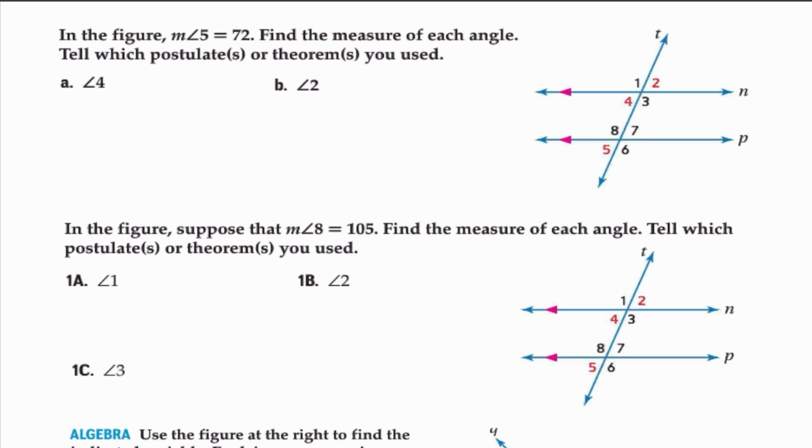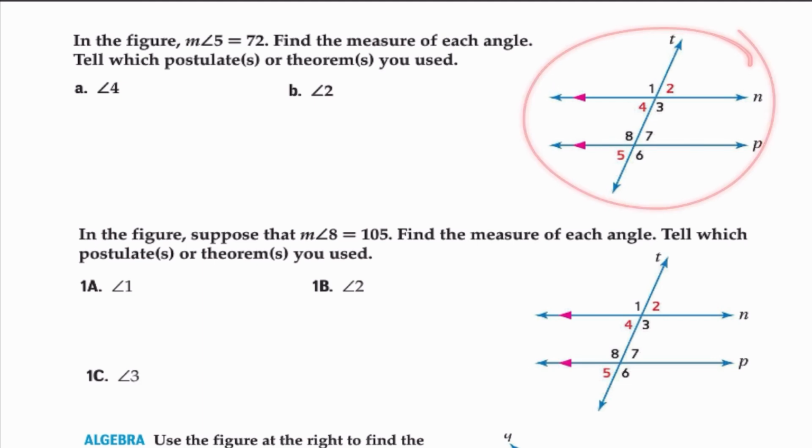You're going to find the measure of each angle. So you're going to find the measure of angle 4 and the measure of angle 2. And once you figure out the measure, you're going to tell me how you got that answer. You're going to tell me which postulate or theorem you use. And that's why you're going to need your pink sheets to do these problems.